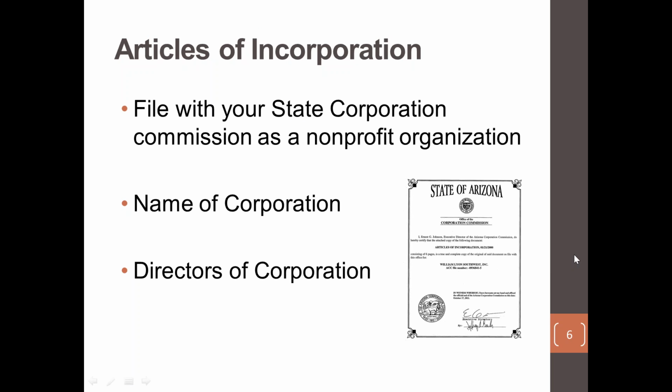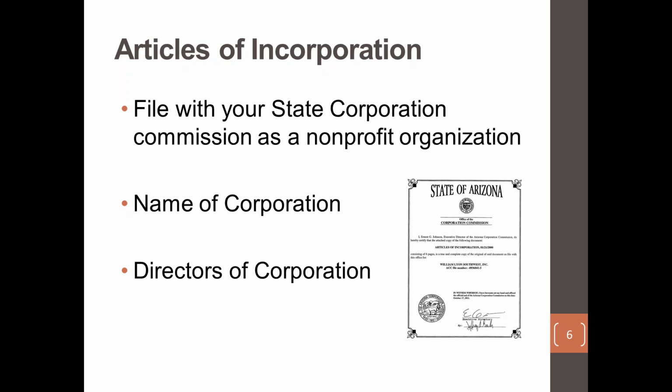So if you want to become a 501c3 nonprofit organization, the first thing you need to do is file what's called your Articles of Incorporation. And that's done with your state corporation commission. You do that at the state level, and you file as a nonprofit organization. To do your Articles of Incorporation, it'll cost about $40 to $50, at least that's what it costs in the state of Arizona.